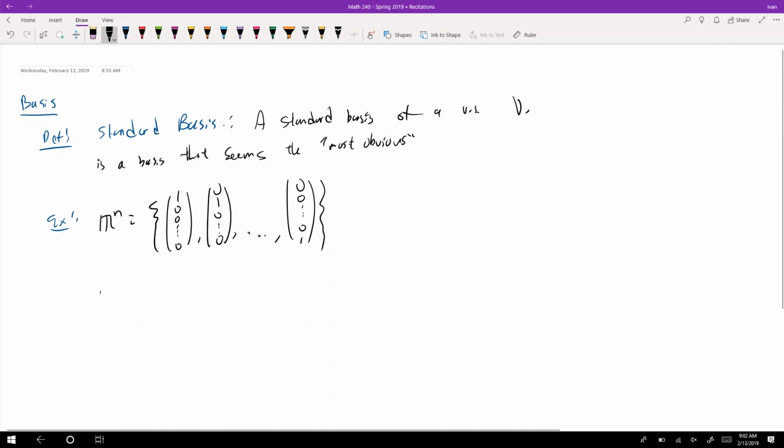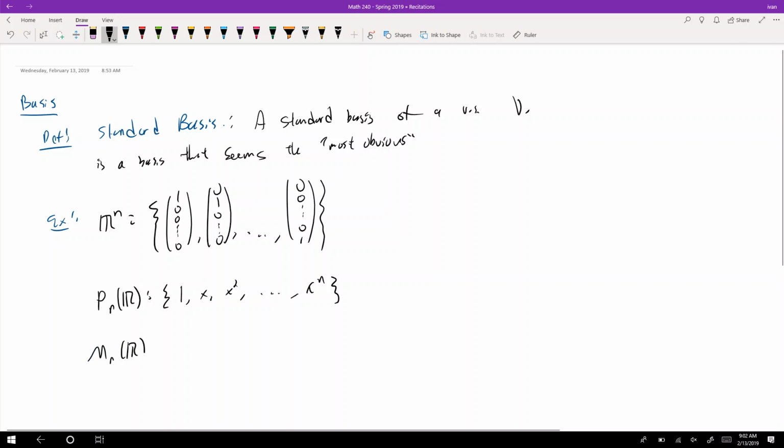What else? Polynomials, Pn(R), all right? Another vector space that has a really clearly defined standard basis: 1, x, x squared, etc., all the way up to x^n is pretty clearly going to be a basis for Pn(R), the polynomials. What else?